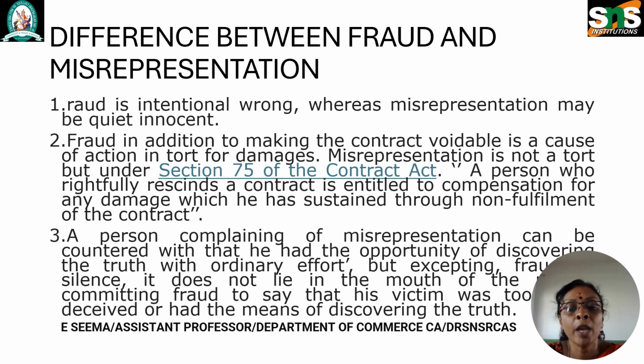A person complaining of misrepresentation can be countered with the argument that he had the opportunity of discovering the truth with ordinary effort, but in the case of fraud, silence is no excuse. It is no answer for the person committing fraud to say that the victim was too careless or had the means of discovering the truth. This is about fraud and misrepresentation.